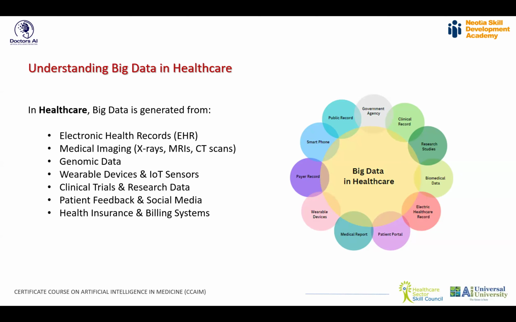And then you have health insurance, billing systems. There may be many more. Now, if I consider this data, and if I consider their characteristics with these 5 V's, if they are falling under any of these 5 V's or 2 of the V's, 3 of the V's, then we can categorize them as big data. I hope it is clear.